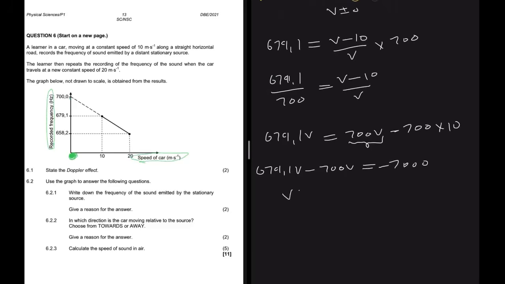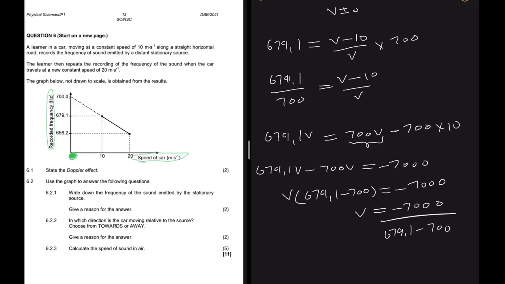So now I can take V as a common factor. That will give me V times 679.1 minus 700 equals minus 7,000. And then V is thus equal to minus 7,000 divided by 679.1 minus 700. Let me put that in my calculator real quick.